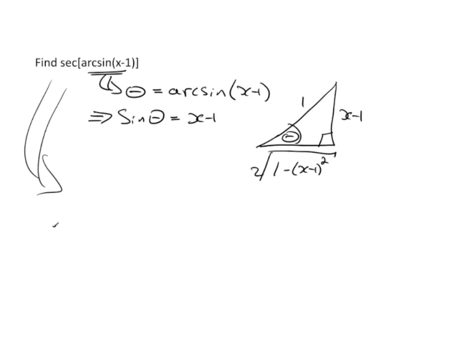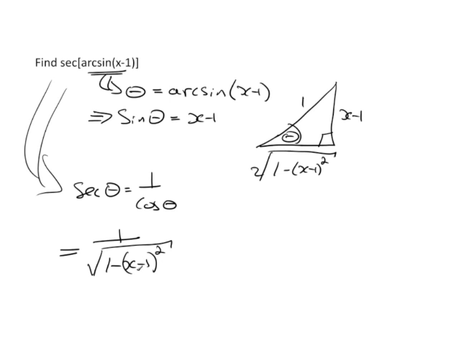Well, go back to your basic trig definitions, and you know that secant of theta is equal to 1 over cosine of theta. So cosine of theta is square root of this divided by 1. So 1 over that is 1 over this. So the solution is going to be 1 over the square root of 1 minus x minus 1 squared. And of course, you can expand this and simplify it and so forth. But in a nutshell, there's your solution.